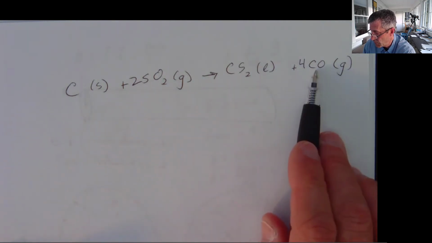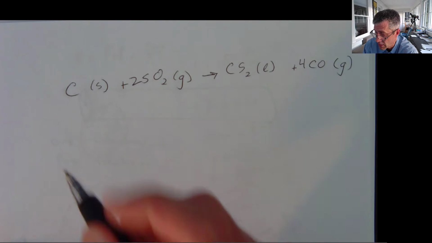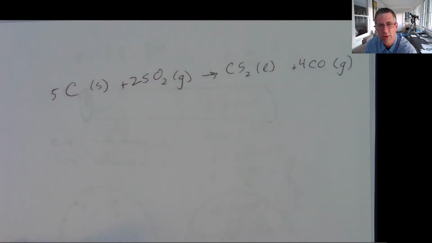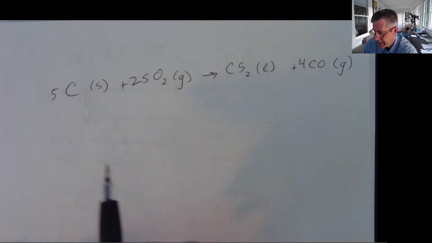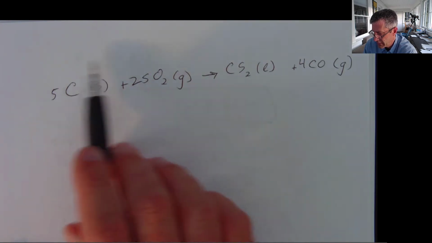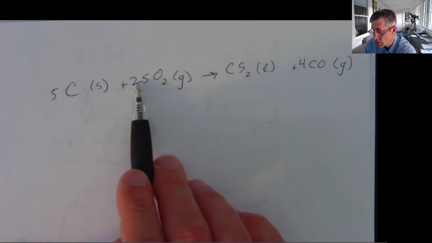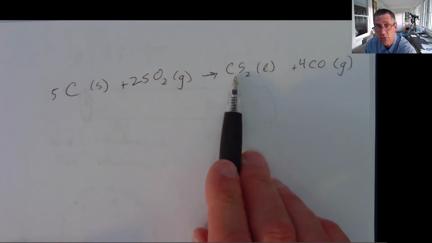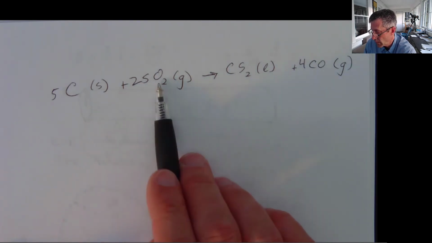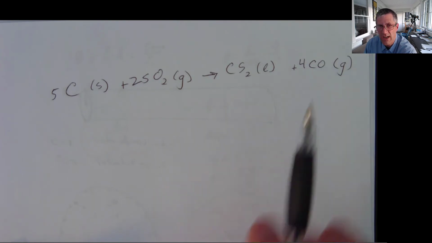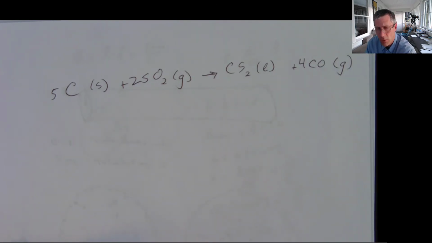And then I've got to make this work out. So now I have 4 carbon plus 1, so it's 5 carbon. So I must have 5 carbons here. Let me check to make sure this works out. So I've got 5 carbons on this side and 5 carbons on this side. I've got 2 sulfur on this side, 2 sulfur on this side. And I've got 4 oxygen on this side and 4 oxygen on this side. I'm good to go.